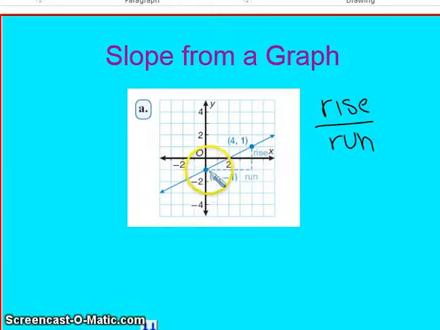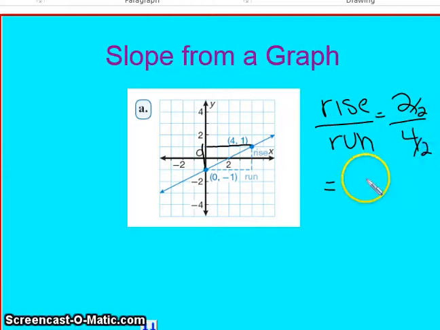Now, if we're talking about this point here, (0, -1), and this point here, (4, 1), and we're going to count the rise, we would count up 1, 2 units. So our rise is 2 units, and then our run to this point is 1, 2, 3, 4 units. So rise over run is 2 over 4, and of course we always want to simplify 2 over 4. Those are both divisible by 2. So we end up with 1 over 2. So the slope of this line is 1/2. And it's positive because this line is going uphill from left to right.